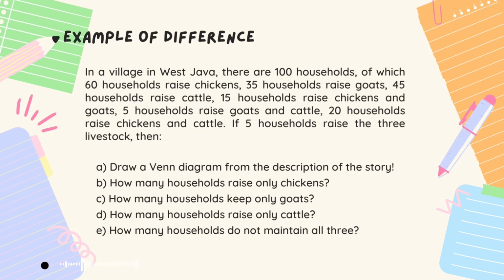If 5 households raise all 3 livestock, then A, draw a Venn diagram from the description of the story. B, how many households raise only chicken? C, how many households keep only goats? D, how many households raise only cattle? And E, how many households do not maintain all three?